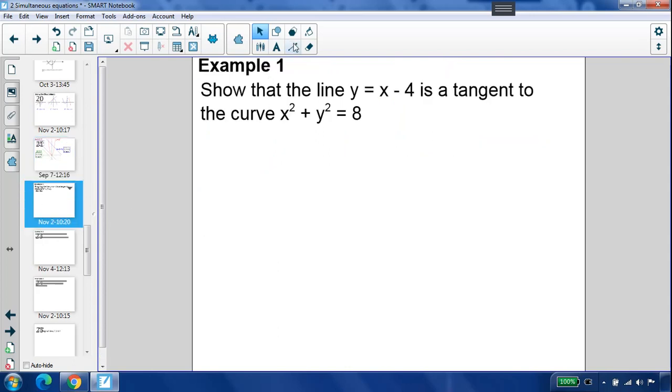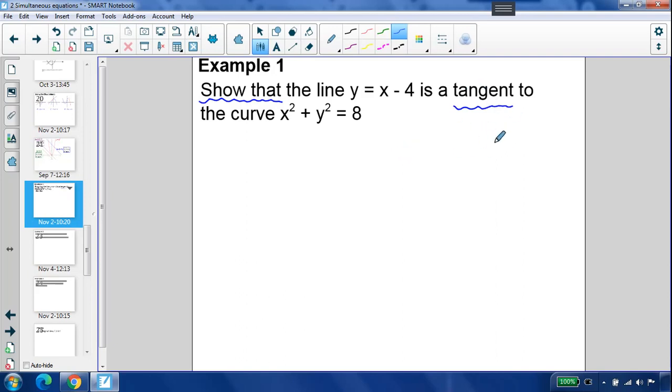Let's have a look at some examples then of how we can use this knowledge. So we've got a show that question. Show that the line y is equal to x minus 4 is a tangent to the curve x squared plus y squared is equal to 8. Well, this is a circle and this is a line. So we've got to show that this line just touches the circle, because that is what a tangent does. It touches a curve at 1 point.